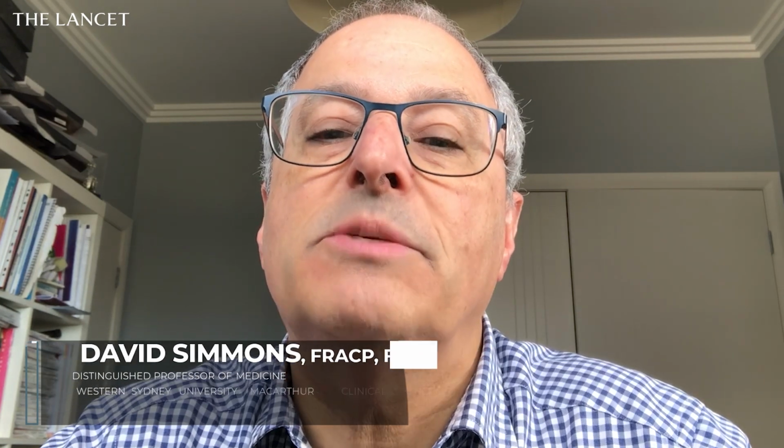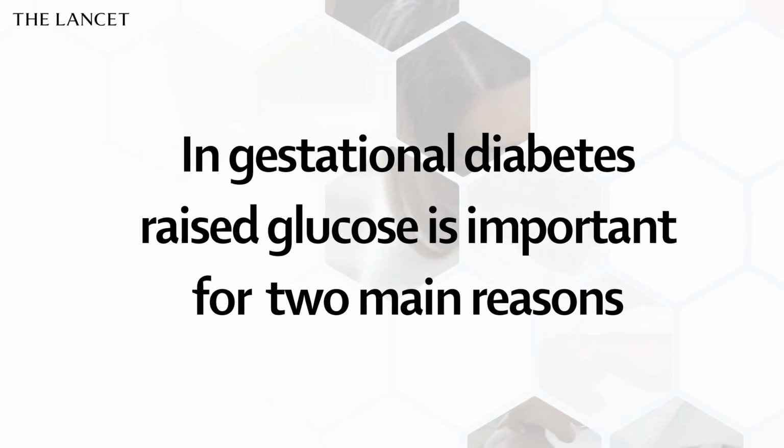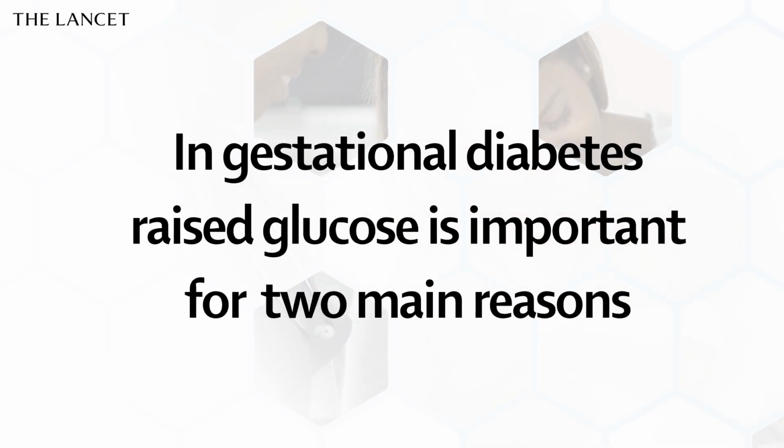Gestational diabetes is glucose intolerance during pregnancy less than overt diabetes. So it is where the glucose in the mother's blood is slightly higher than normal, but less than the thresholds for overt diabetes. In gestational diabetes, this raised glucose is important for two main reasons.